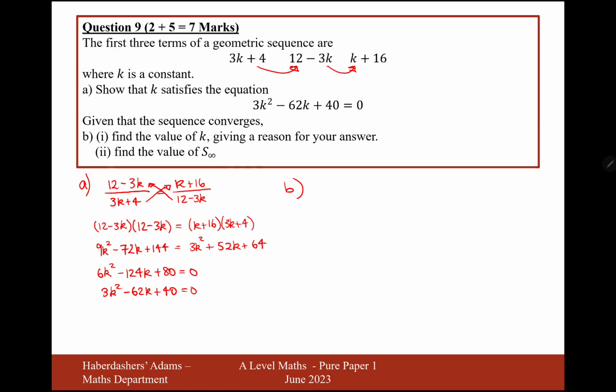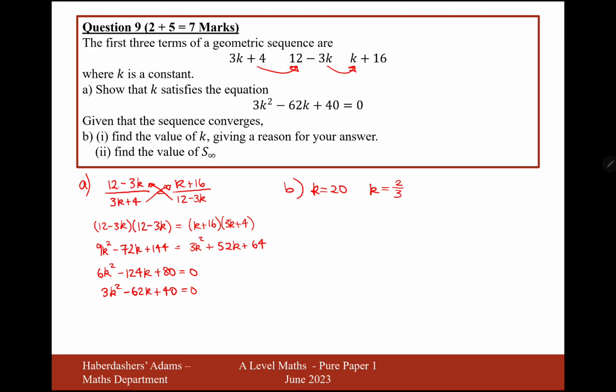So now we're going to use the quadratic formula. So 62, minus 4 times 3 times 40 over 6. Okay, so the different values of k are, k is 20, and if we were to use the minus symbol, that would give us 2/3.